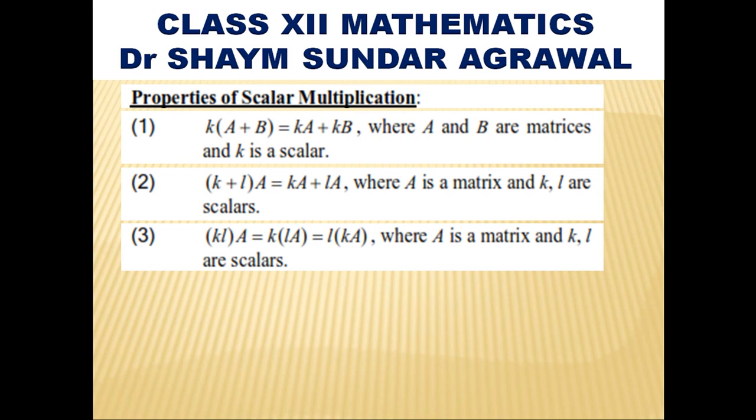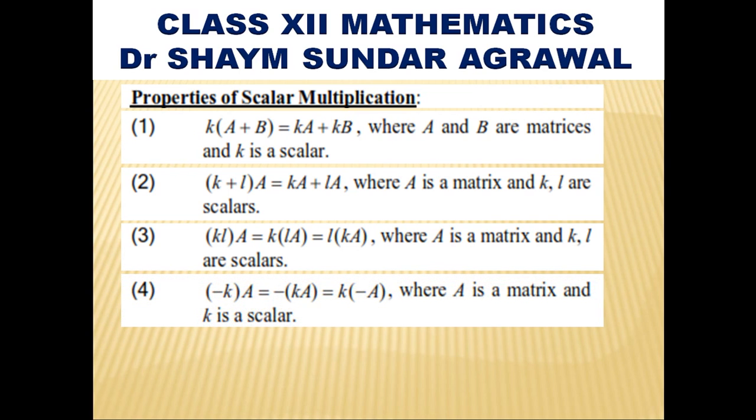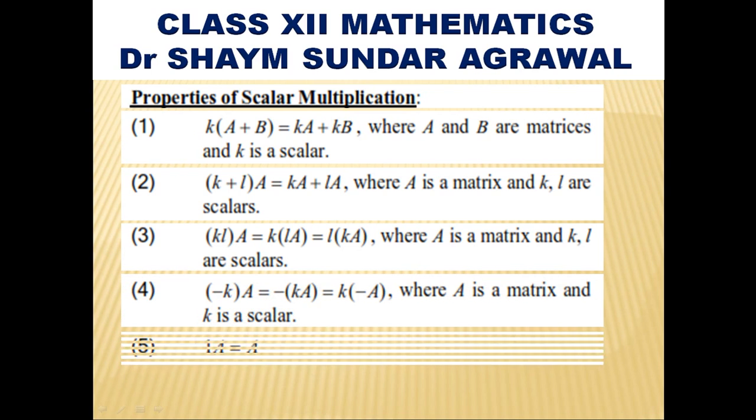Minus k into A, where k is a scalar quantity. So minus k into A is the same as minus of k into A, or it is the same as k into minus of A. And 1 into A is equal to A.